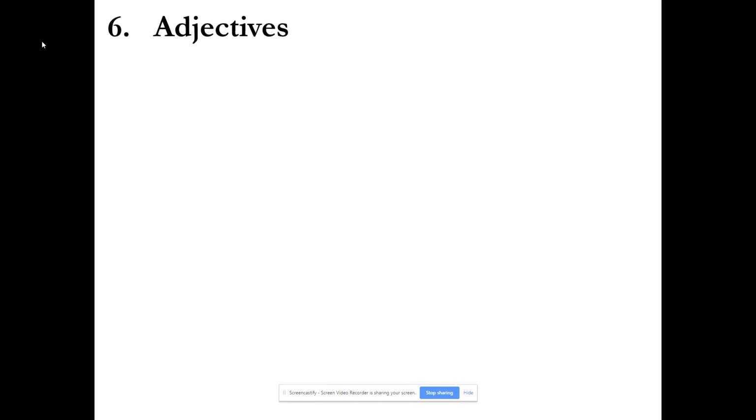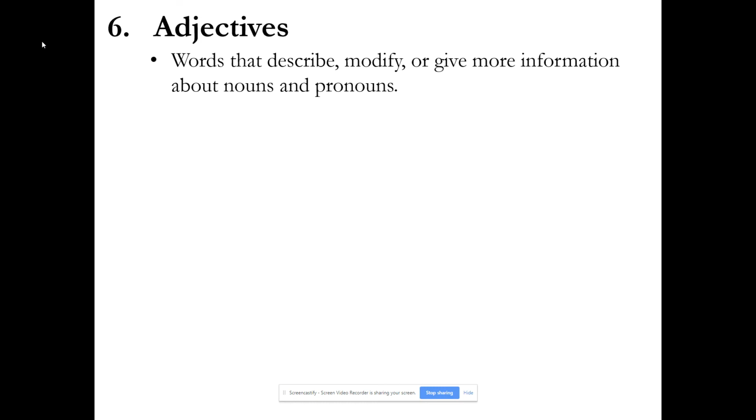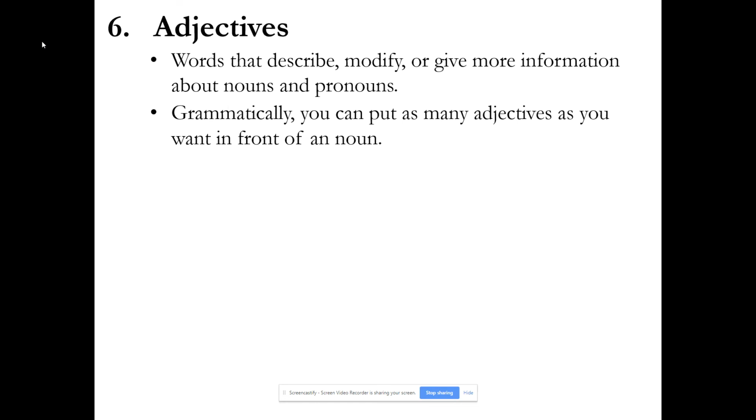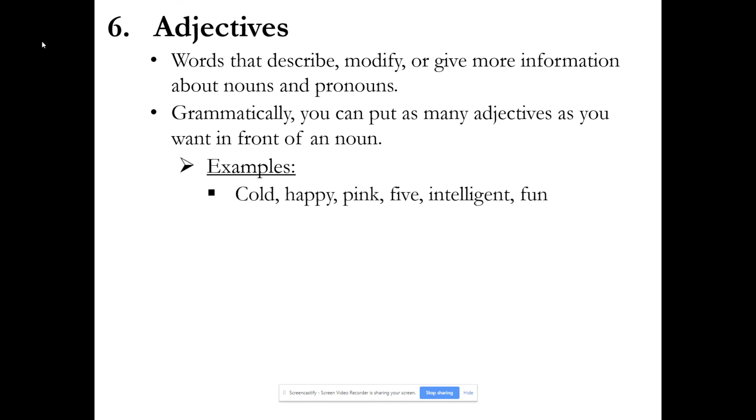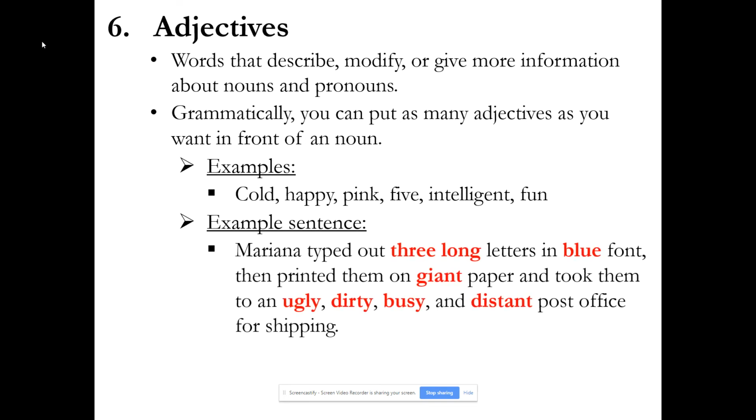Okay, adjectives. Adjectives are just words that describe, modify, or give more information about nouns and pronouns. Now, English is great because grammatically you can put as many adjectives as you want in front of a noun. Examples: cold, happy, pink, 5, intelligent, fun. Example sentence: Mariana typed out 3 long letters in blue font, then printed them on giant paper, took them to an ugly, dirty, busy, and distant post office for shipping. All of those red words there are adjectives.